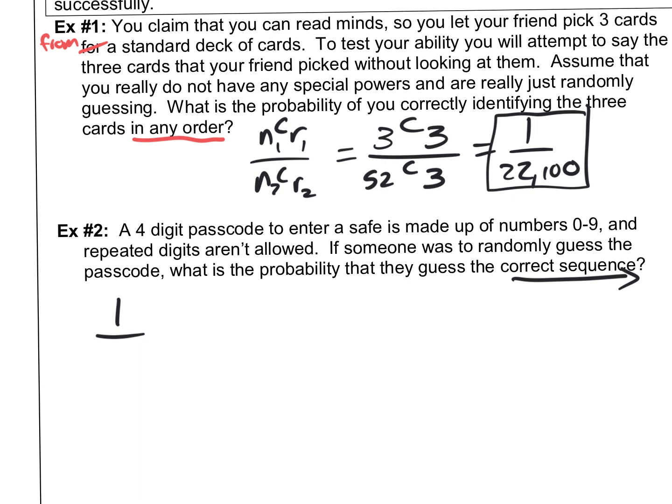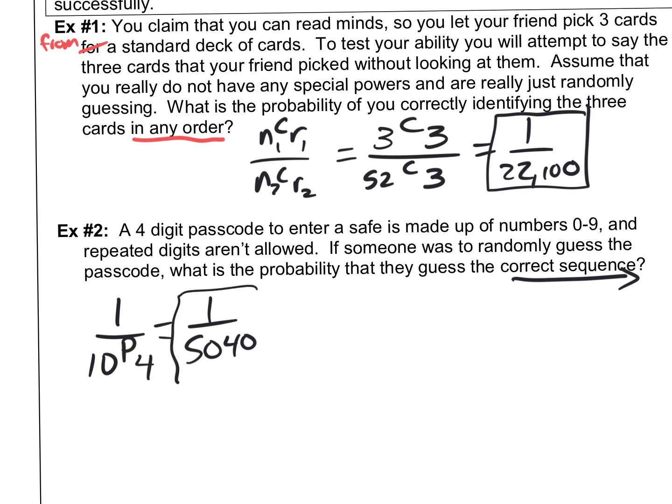Well, we have 10 numbers to choose from because remember, I start counting at 0, then 1 through 9. And I'm doing a permutation now because order matters, and I have 4 spots to put them in. So it'd be 1 over 10 permutation 4. That would be how I could figure this one out. Well, 10 permutation 4 is 5,040. So you'd have a 1 over 5,040 chance. That would be the answer.